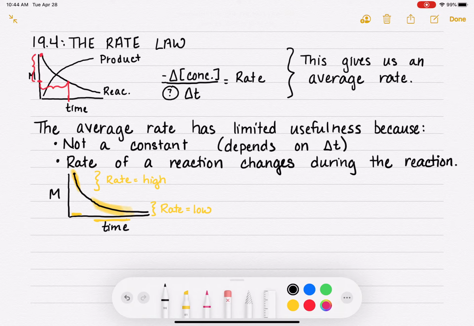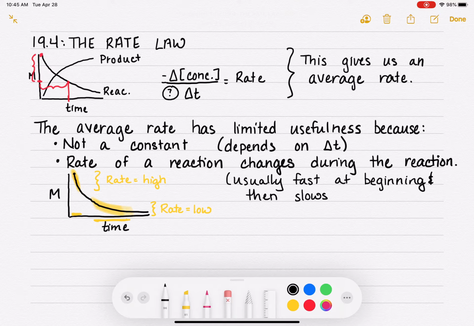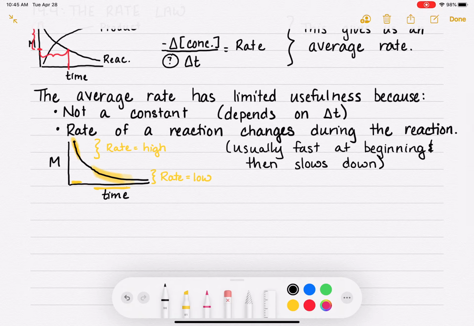So for the most part, when we're talking about how the rate of the reaction changes, the rate is usually very fast at the beginning of a reaction, and then it slows down as the reaction proceeds, as we use up our reactant. Because the rate of a reaction changes, we could say that it is concentration dependent. The rate of the reaction depends on what the molarity is of our reactants.